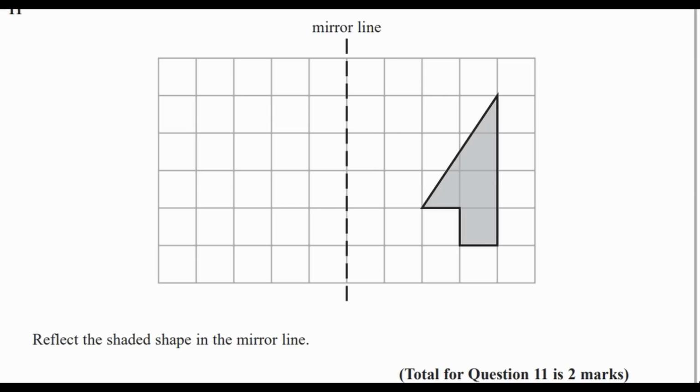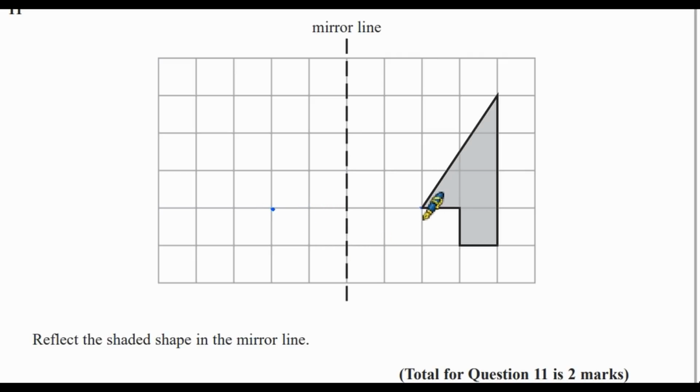Question 11 is giving us a shape on graph paper. We have a mirror line down the centre, and we're asked to reflect the shaded shape. In other words, we have to imagine that if we are looking in a mirror, what would it look like on the other side? And I would tend to do this personally by counting. So if I look at this point on the shape here, it is 2 squares from the line. Therefore, I'm going to go in the opposite direction, 2 squares. That corner is going to be there.